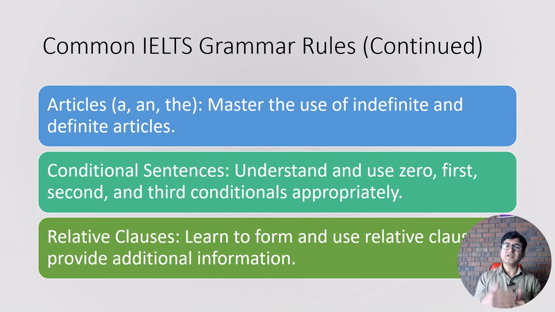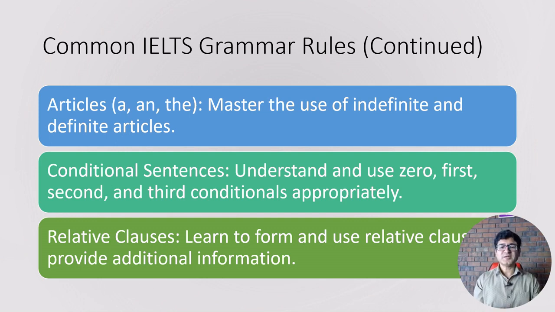So you need to learn where to put the definite article and where to put the indefinite article, and practice them well, because as non-native speakers of English, these articles do not come to us naturally. We need to learn them and practice them so that we don't make any mistakes. And also learn conditional sentences: zero conditional, first conditional, second and third conditional. Learn them and use them appropriately.